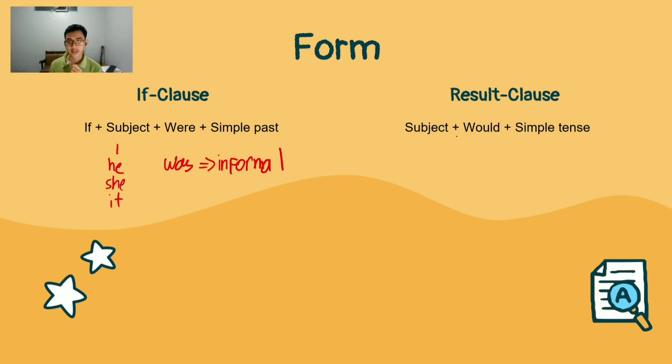Okay, the next is the result clause. We can use another word to replace would. We can use could, or might. Would expresses probability, while could or might express possibility in the conditional sentence.